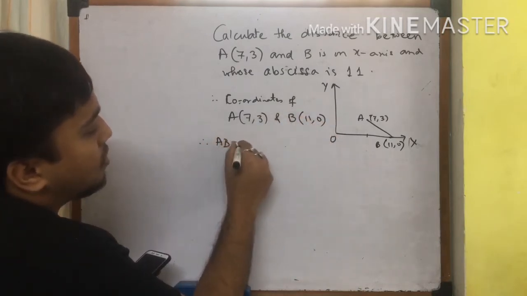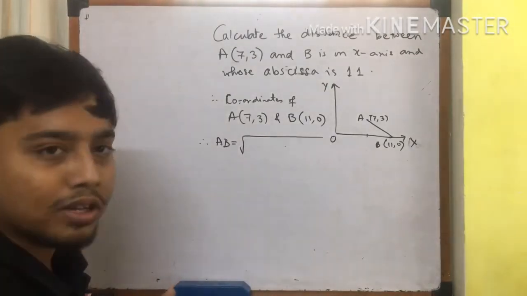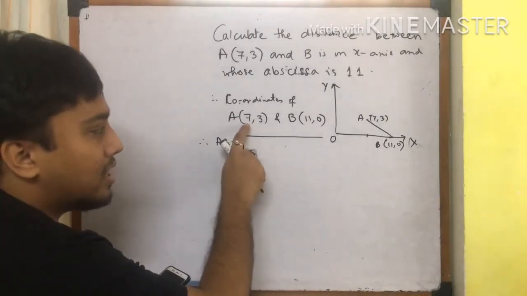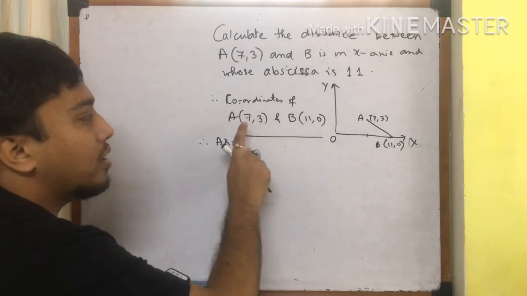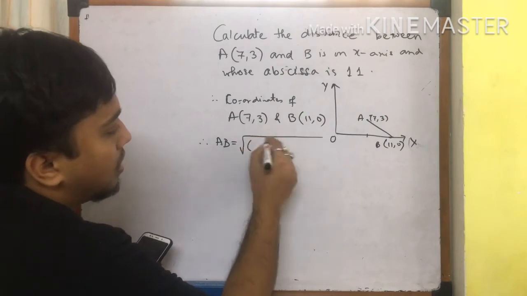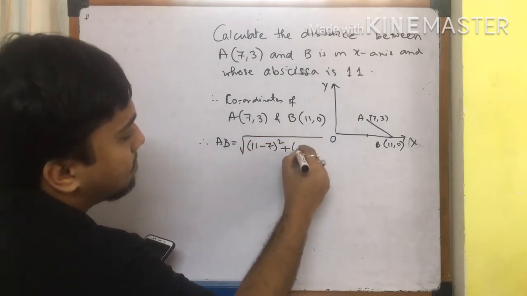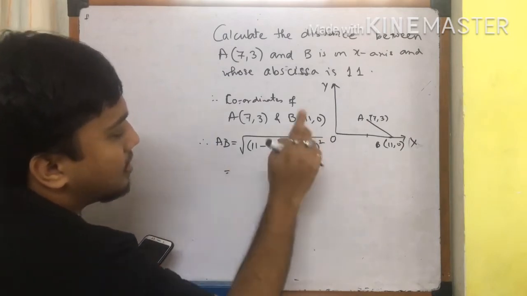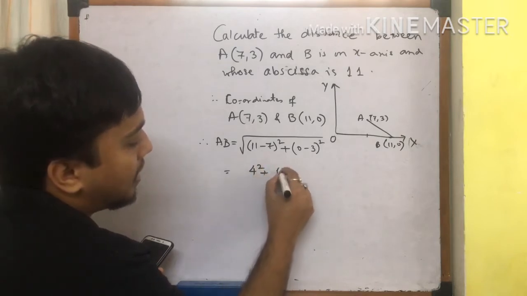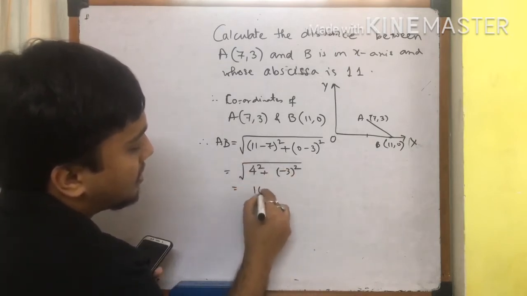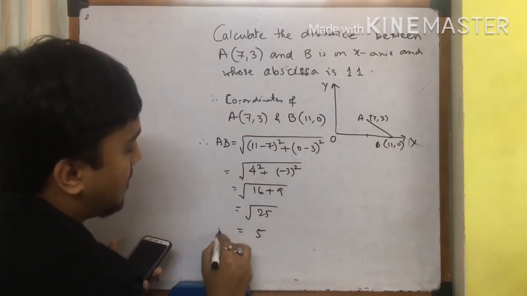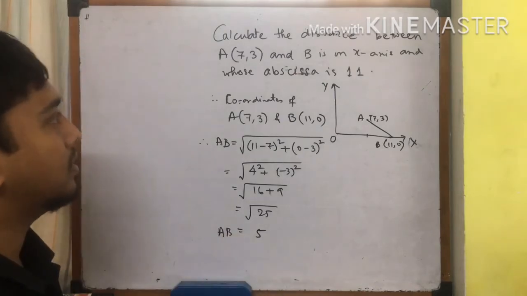Therefore AB is equal to, what is the formula? Root over (x2 minus x1) whole square plus (y2 minus y1) whole square. You can consider any one: you can consider it (x1, y1), (x2, y2), or you can consider (x2, y2), (x1, y1). It's up to you. Now I considered it (x1, y1), (x2, y2). Therefore 4 square plus (minus 3) whole square, that means 16 plus 9, 25, that means root 25, that means 5. So AB is equal to 5 units.